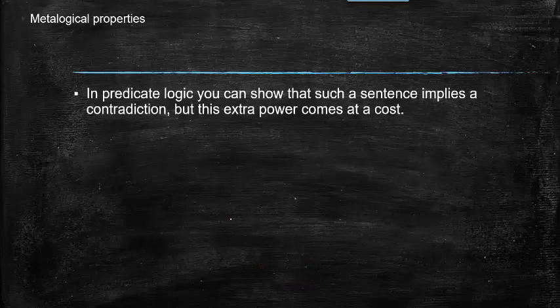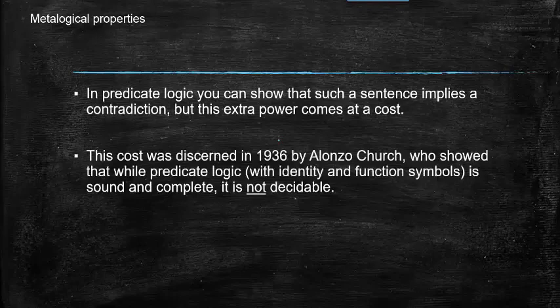So in predicate logic, you can show that such a sentence implies a contradiction, but this extra power comes at a cost. The cost was discerned in 1936 by a fellow named Alonzo Church, who showed that while predicate logic, including identity and function symbols, is sound and complete, meaning every validity can be proven and everything that can be proven is valid, it's not decidable.